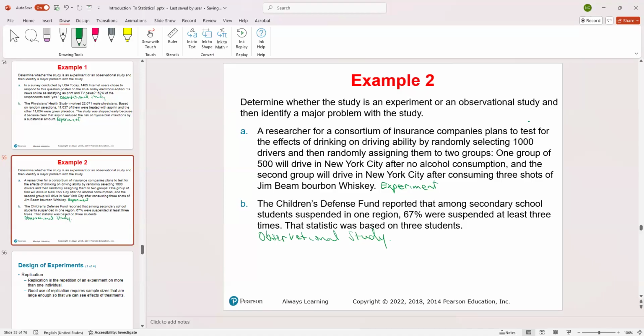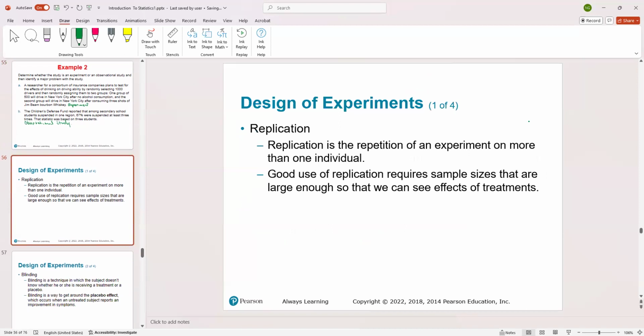Now, you understand observational studies and experiments. Good design, that's what we're going to talk about. We're going to talk about the design of a statistical study. So, a good design of a statistical study starts, as we said, by identifying the variable of interest, your focus, and the population of study, right?